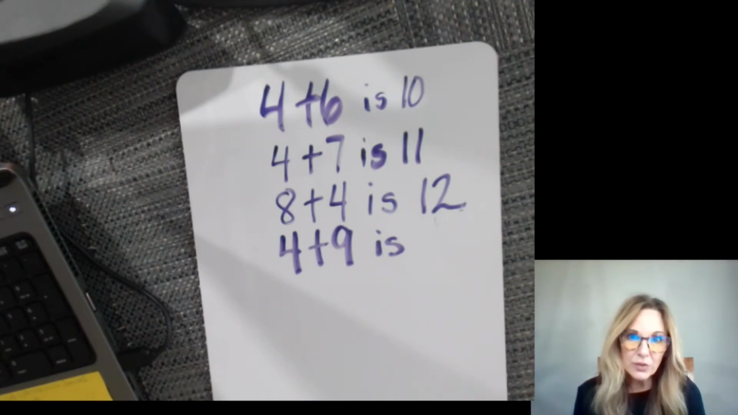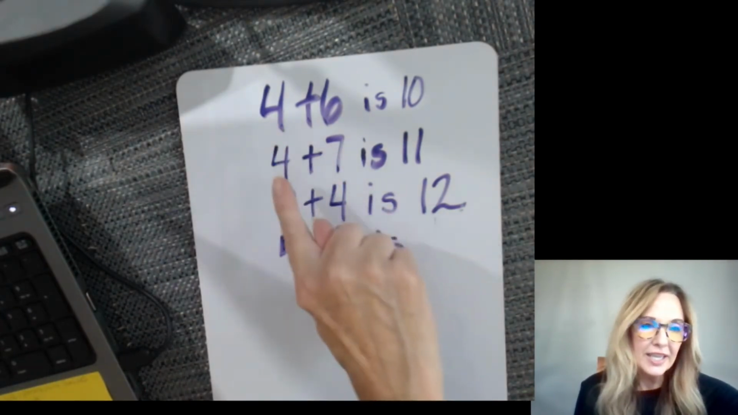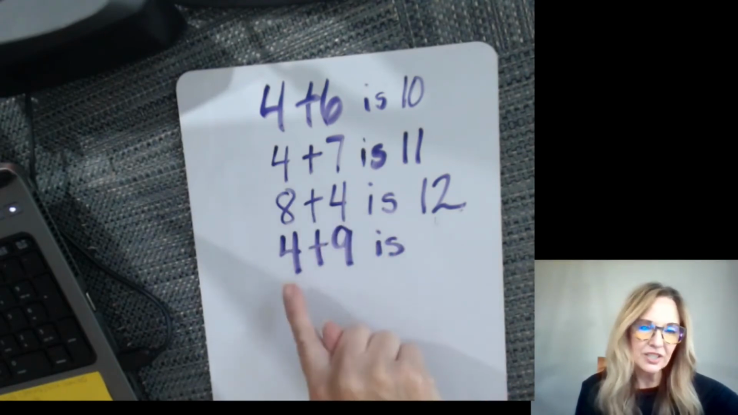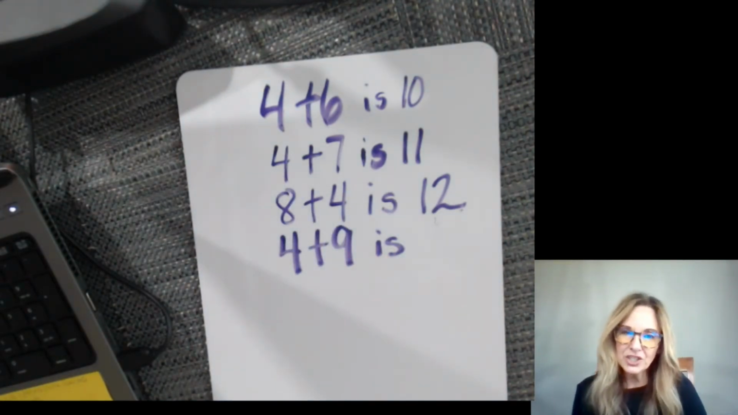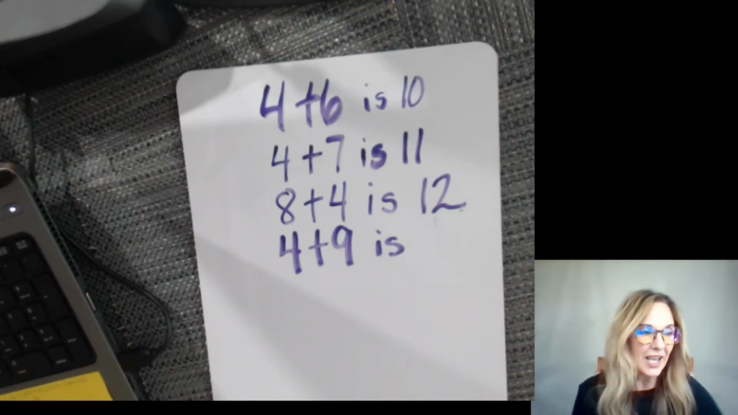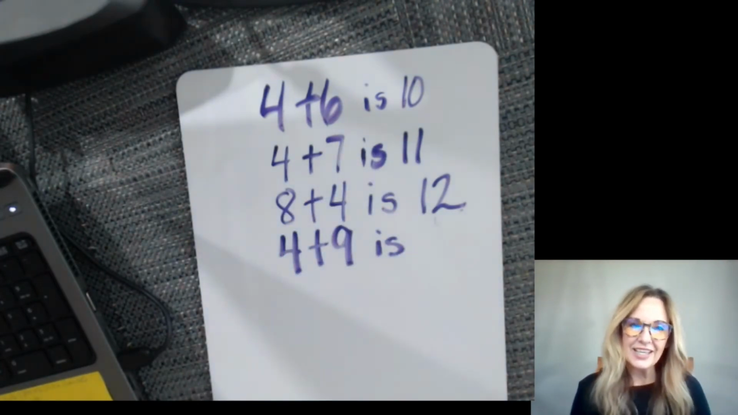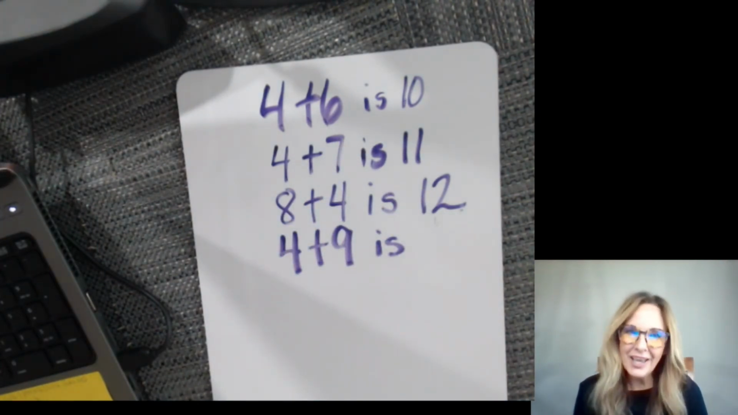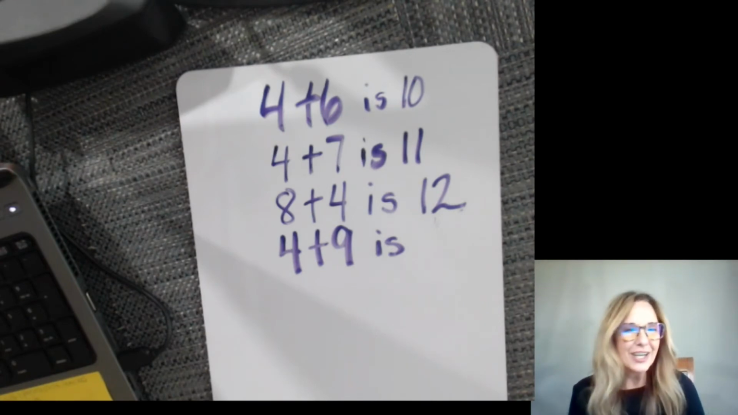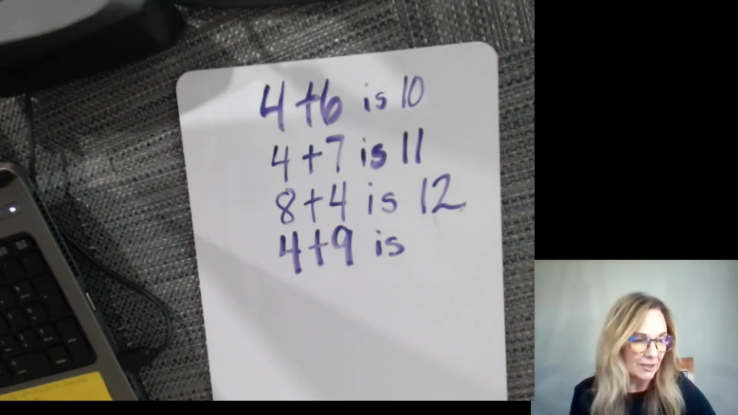Yes, I have used the number 4 in every expression. And our other number has changed. What else are you noticing? You're noticing that other number goes up by 1 every time. 6, 7, 8, 9. You are finding a pattern in your math. Great job. So let's model the numbers 4 and 9.